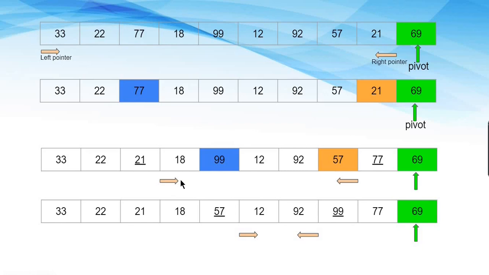So 69 again compared with 18, that's fine, it's smaller. Then 92 compared with 69, 92 is bigger, so we need to swap, we cannot proceed, need to stop here. Then let's scan from the right, 69 compared with 57, we should stop here, we need to swap. So after swapping, the list looks like this. Here 57 and 92 are swapped. Now it should continue with 12 and 19. This process should stop when our left pointer meets the right pointer.